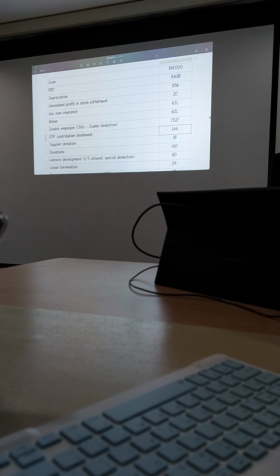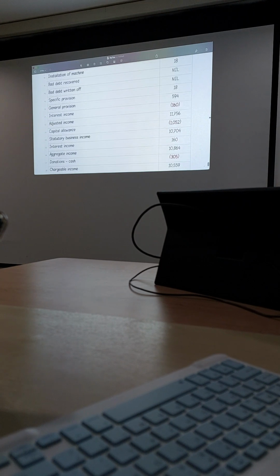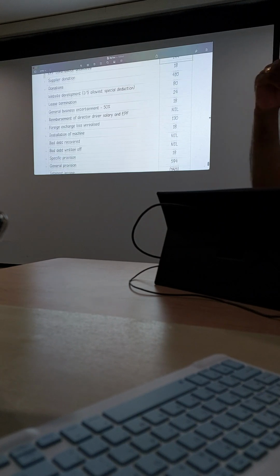Like when we studied in diploma, we separated it: first we minus out non-business income and then add back the non-allowable expenses. I don't mind. As long as I see a line like this, you're okay. Are you clear now? As long as all the numbers are in.